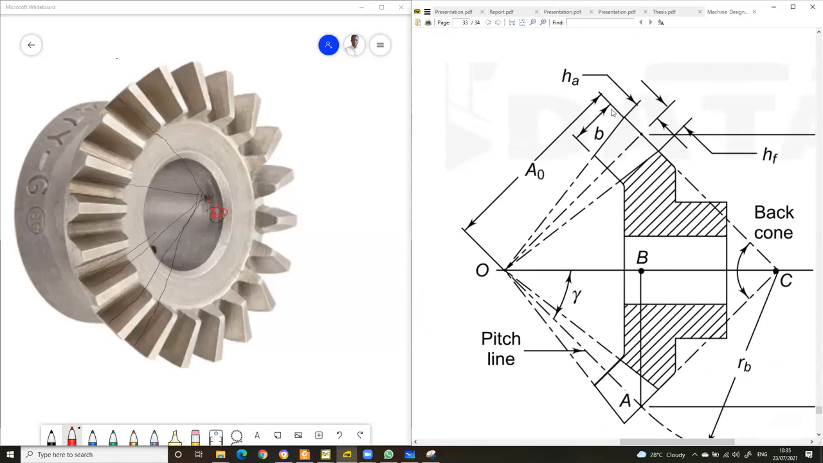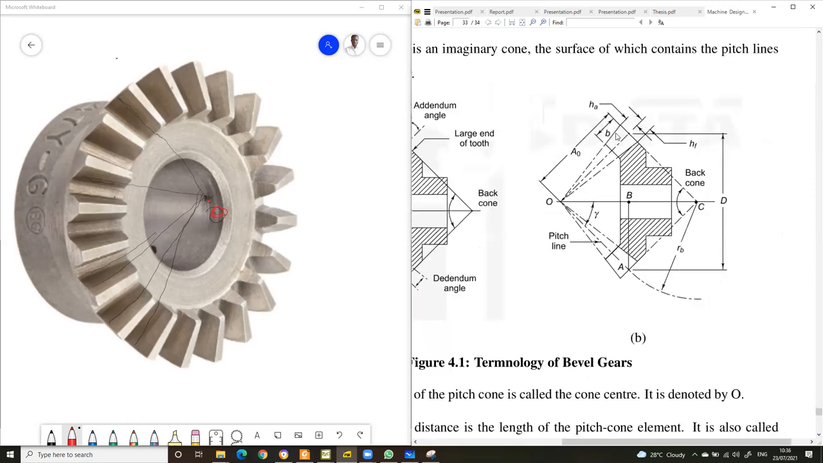Up to the back of the cone. Okay, up to the back of the cone. And is that distance measured along the pitch cone? Okay, so that is measured along the pitch cone. And we know that the pitch cone is formed by these dotted lines here. So the cone distance is the length from that point up to that point, and we use the variable A0 to represent the cone distance.